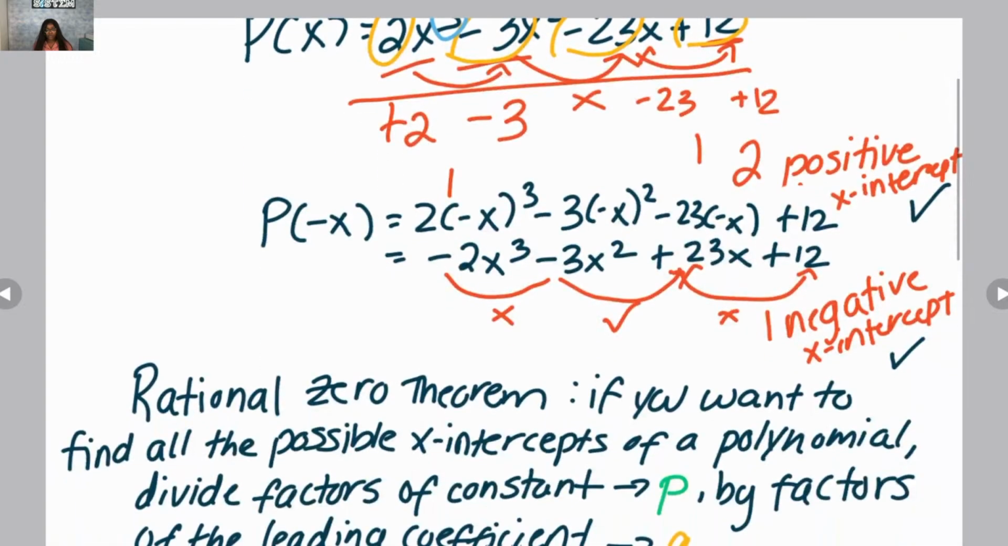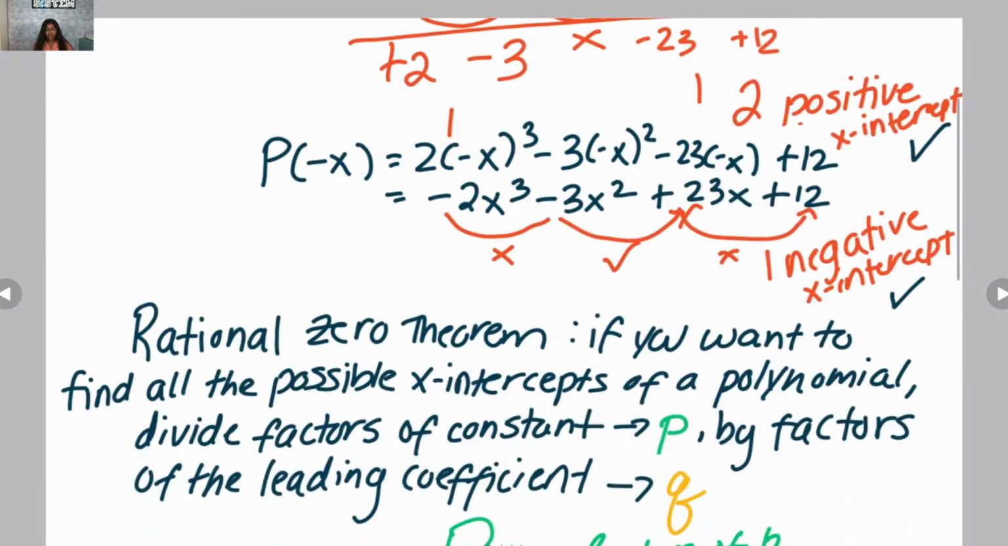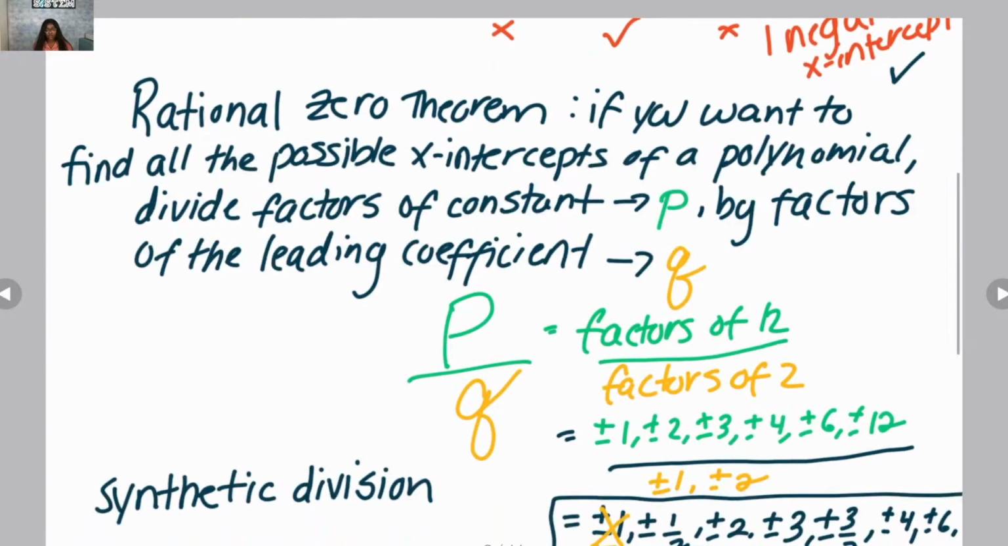We found that we had 2 positive intercepts and 1 negative intercept because when we did the sign changes, we found there was a sign change twice when x was positive and a sign change once when x was negative. So that's how we got 3 potential answers, 2 positive and 1 negative. Then we went ahead and did the rational zero theorem. This allowed us to figure out what exactly those numbers were.